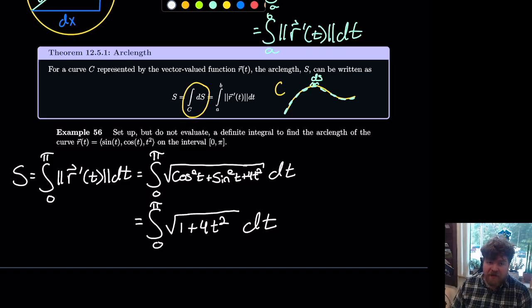Now, because the instructions say set up but do not evaluate, we don't have to worry about taking this any further. If you are interested in trying to take it a step or two further, be my guest. Be warned though, it's not a simple integral to evaluate.